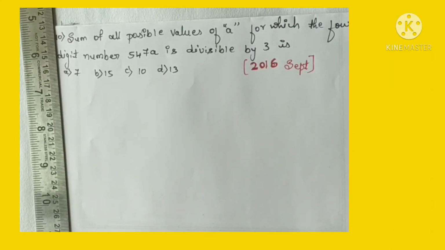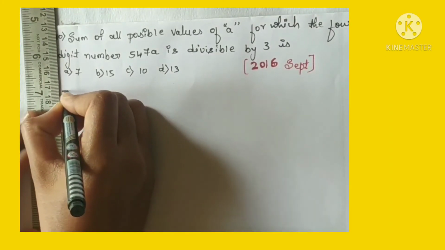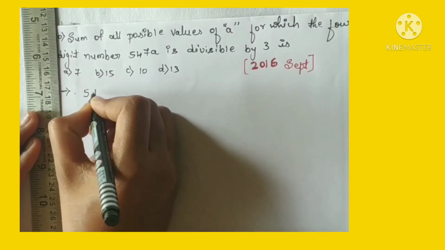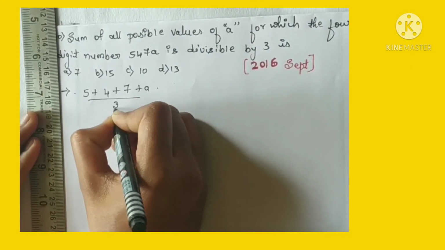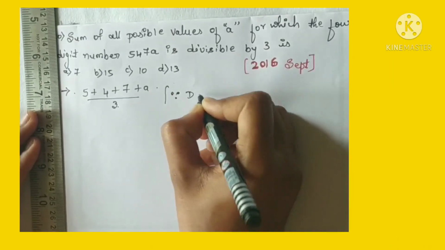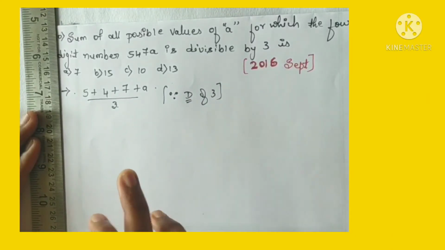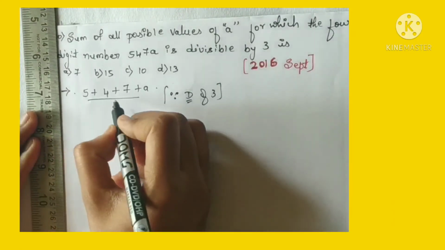To solve this problem, I recall the divisibility rule of 3, that is, a number is divisible by 3 if the sum of its digits is divisible by 3. Now I apply this rule to the given number. Solution: 5 plus 4 plus 7 plus A, divisible by 3. Now I will cut off the numbers which are directly divisible by 3.